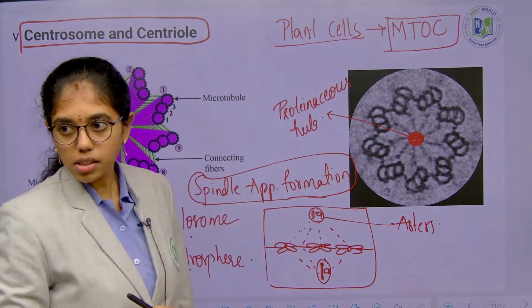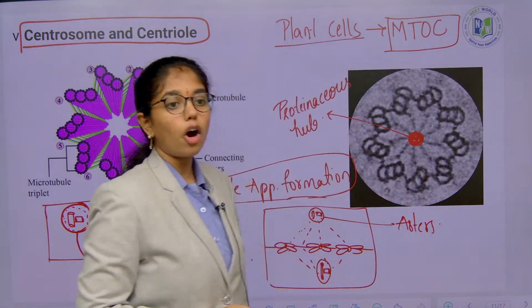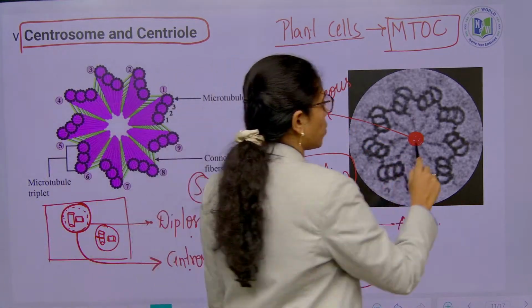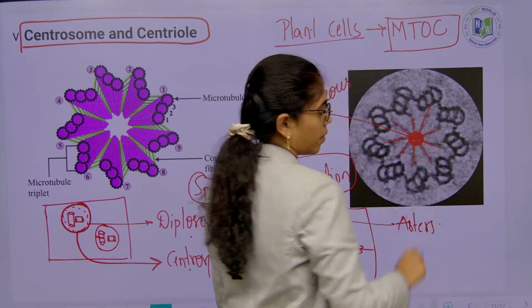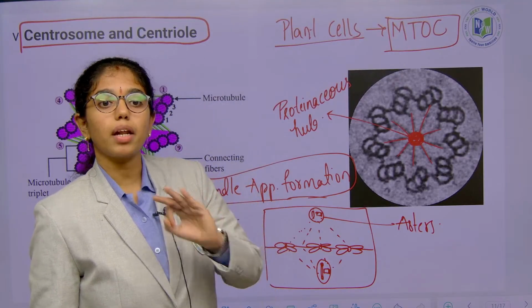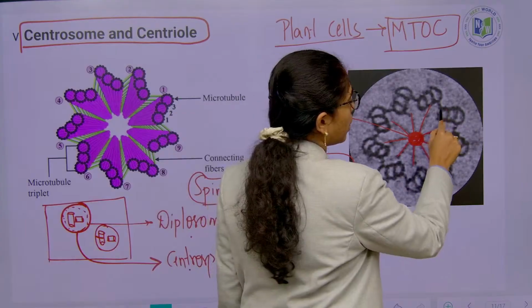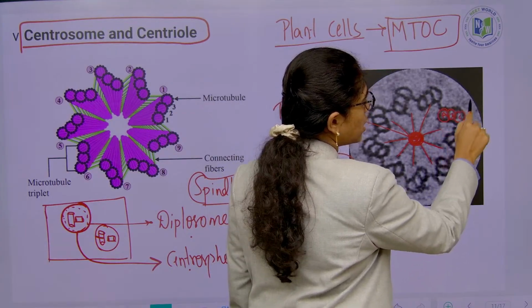Okay, proteinaceous hub at the center. This proteinaceous hub is radiating how many radial spokes? 9 radial spokes. To each radial spoke, there are 3 peripheral microtubules. Can you see here? 3 peripheral microtubules known as A, B, C.